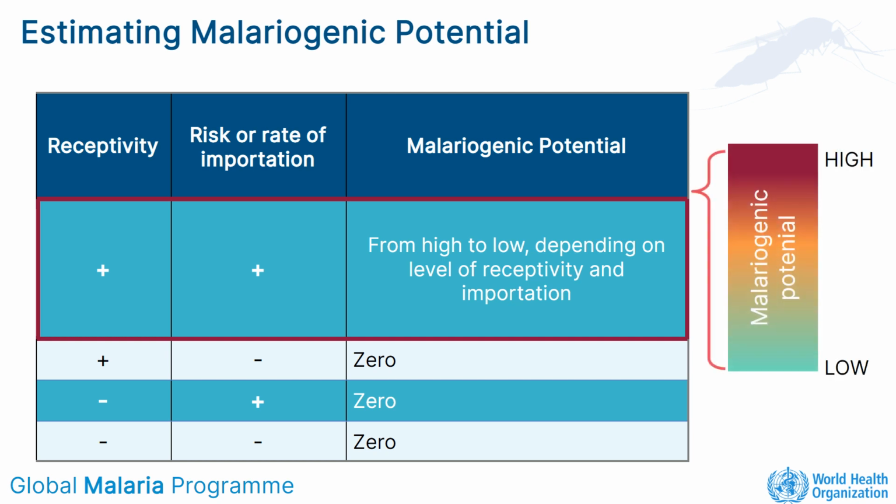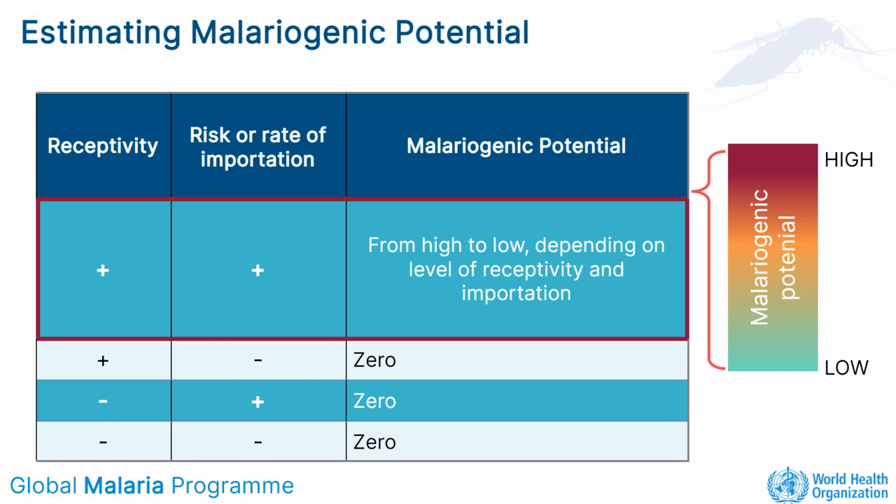Juxtaposition of the two factors, as shown in this table, makes it possible to identify areas with malariogenic potential and a risk for reestablishment of transmission. If the value of one factor is 0, the possibility of malaria reestablishment is null, even if the value of the other is high. However, the risk of importation is never 0, even if it might be very low. That's why basic case management services, that is, detection, diagnosis, and treatment for malaria, must be present throughout a country.